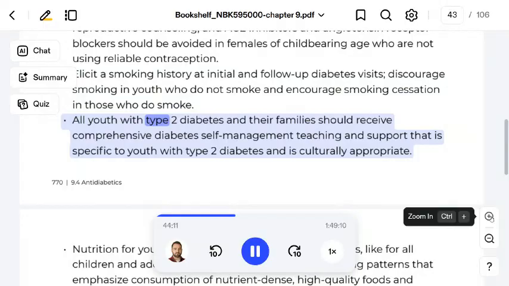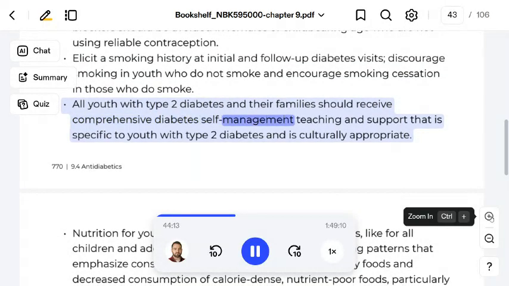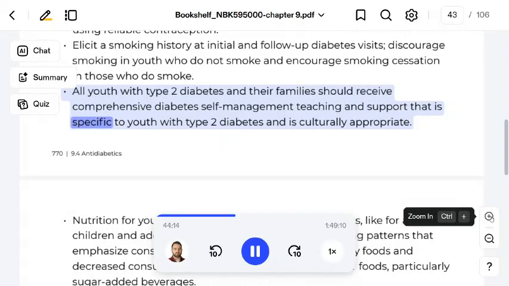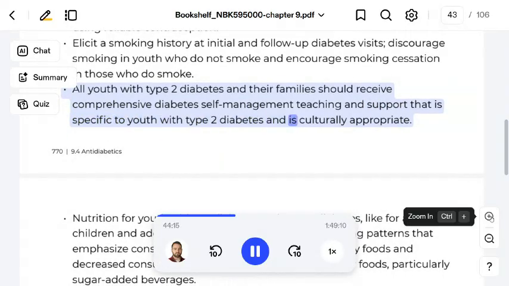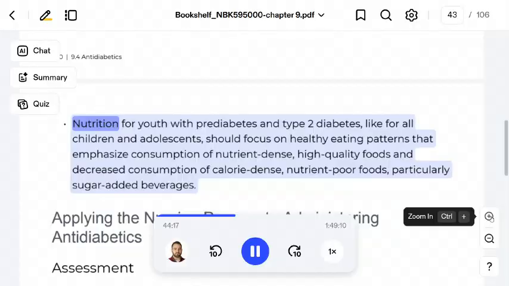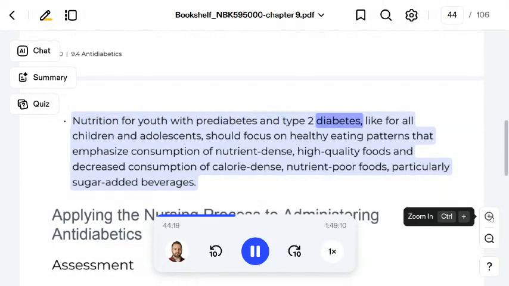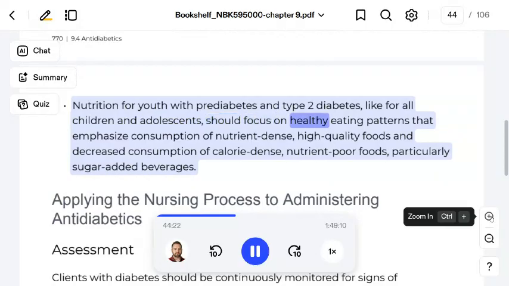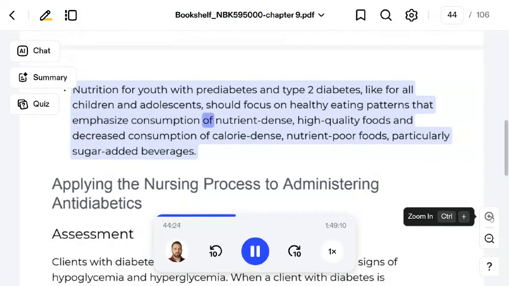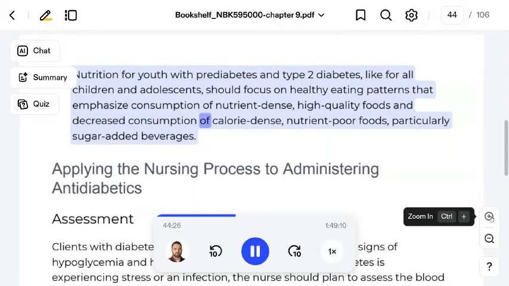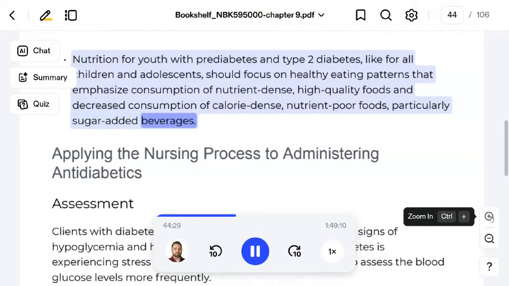All youth with type 2 diabetes and their families should receive comprehensive diabetes self-management teaching and support that is specific to youth with type 2 diabetes and is culturally appropriate. Nutrition for youth with prediabetes and type 2 diabetes, like for all children and adolescents, should focus on healthy eating patterns that emphasize consumption of nutrient-dense, high-quality foods, and decreased consumption of calorie-dense nutrient-poor foods, particularly sugar-added beverages.